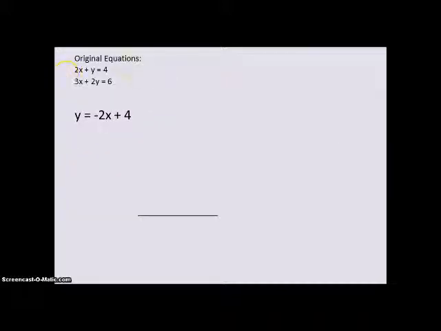At the top here, I just stated the original equations in case you need them for reference. But right here is the solution that we got for y. And at this point, we only know y to equal -2x plus 4. We don't have a single value for y at this point in our process.